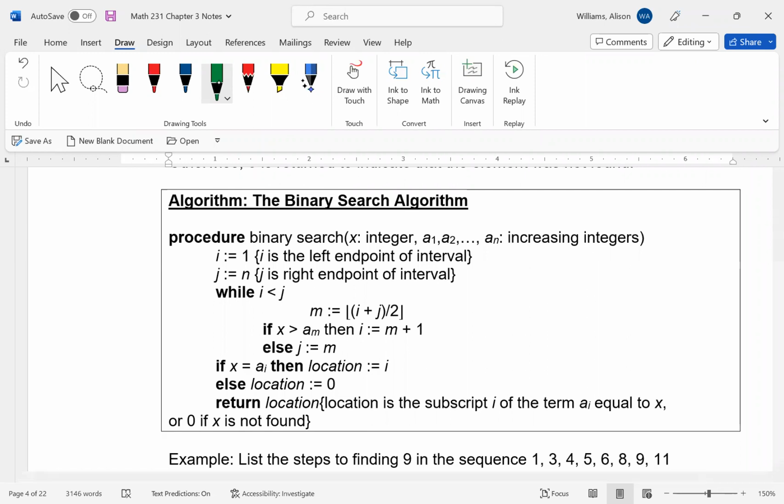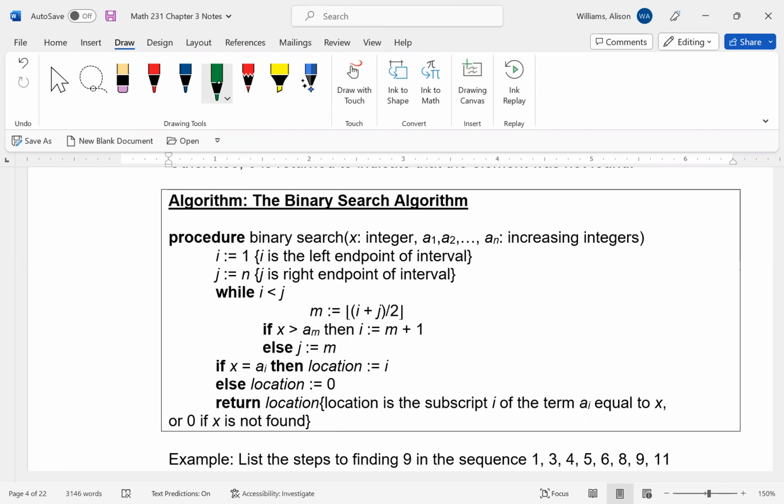Okay, so here is the binary procedure written out. What I want to focus in on is the idea of I and J. I is the left endpoint of the interval, meaning it's referring to the term on the left of the interval. And then J is referring to the term on the right, the highest point for the right endpoint. So M is going to end up equaling I plus J divided by 2. That's the splitting of the list.